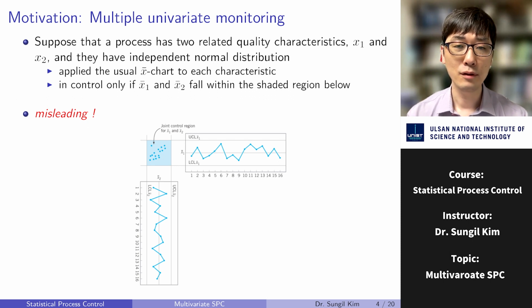However, if you look closely at the shaded region, there is a data point in the upper left corner that is quite far from the other data points. Although it looks like anomalous data, the multiple univariate monitoring approach fails to capture it.